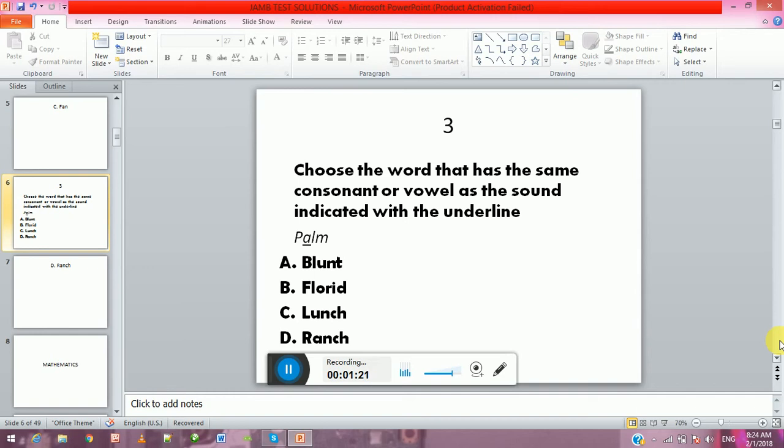Now we have: choose the word that has the same consonant or vowel sound as the one indicated with the underline. We have palm, blunt, florid, lunch, ranch. See that palm and ranch have similar vowel sound.